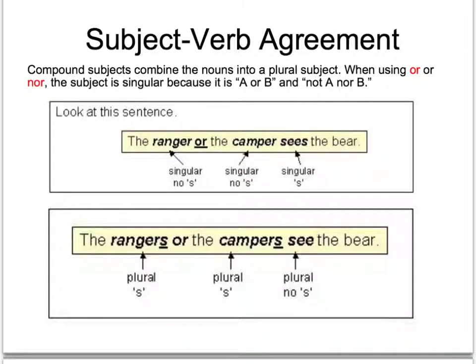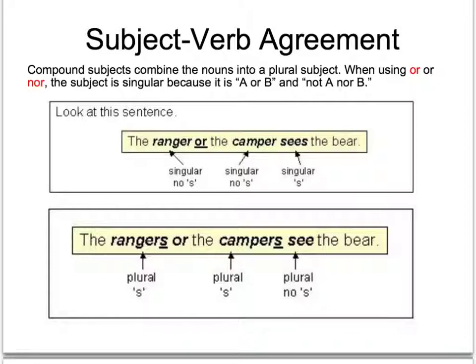This is not the case if you use or, nor as a conjunction, because if you're using and, it's A and B, so they're both included. When you say or, nor, you're choosing one out of the pair. It's not A and B, it's A or B, or not A nor B. So you're not including both of the subjects. Look at the first example.